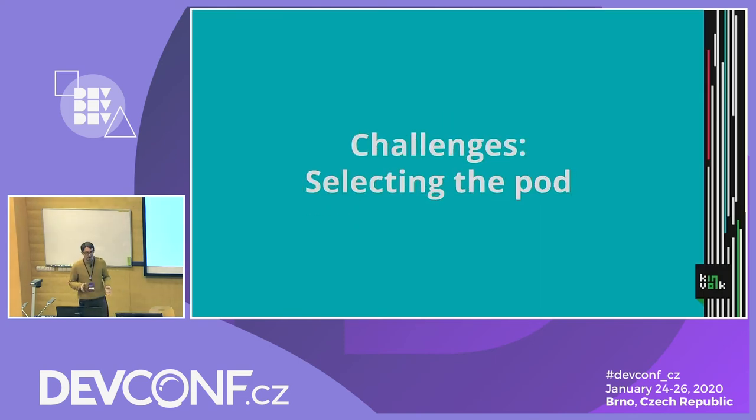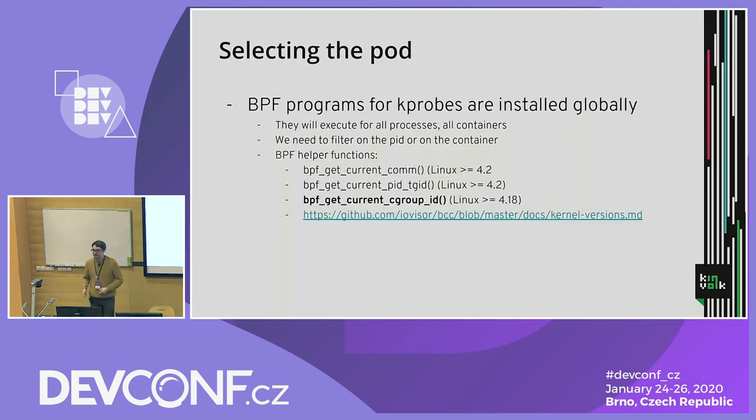Okay, so now I want to talk a bit about the difficulties I had when working on this project. How to select the pod from the BPF program. The issue is that when I add a trace point with BPF, this BPF program is executed for all the processes on the system, not for a specific pod. So I need to filter on some cgroup or process, and I initially used the BPF helper function get current cgroup ID, which is available in Linux 4.18.